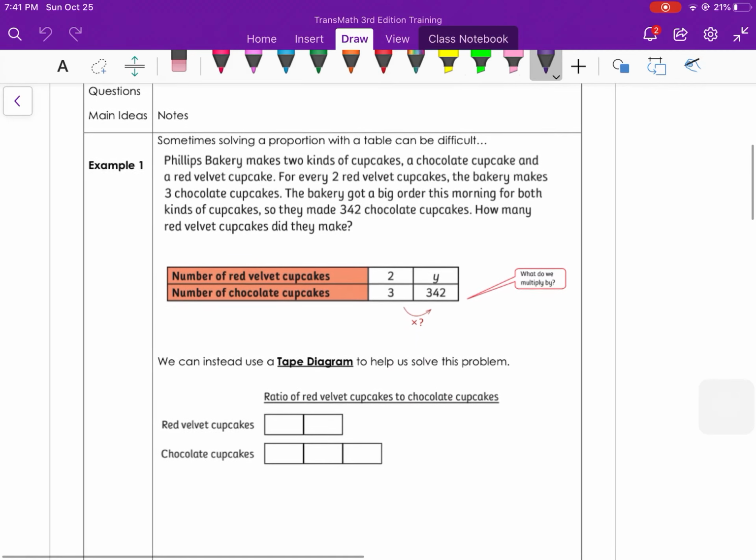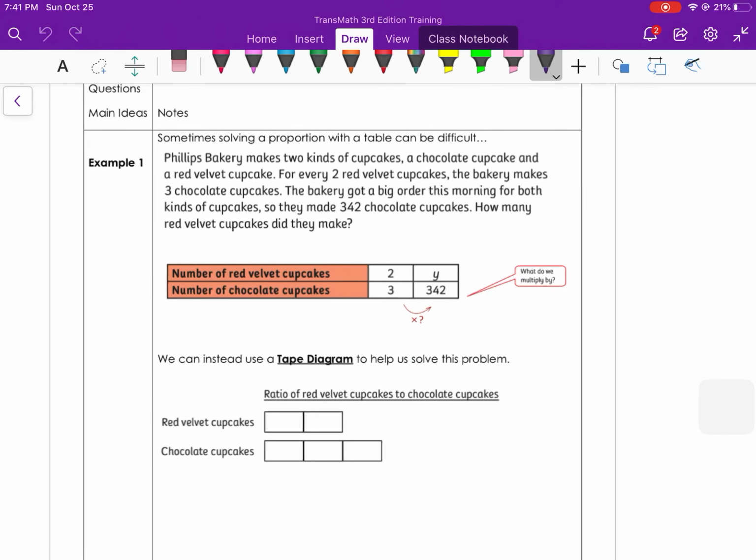For example, Philip's Bakery makes two kinds of cupcakes, a chocolate cupcake and a red velvet cupcake. For every 2 red velvet cupcakes, the bakery makes 3 chocolate cupcakes. So there's our ratio, 2 to 3.